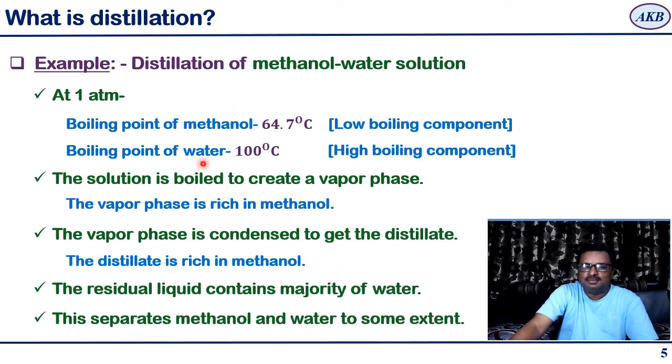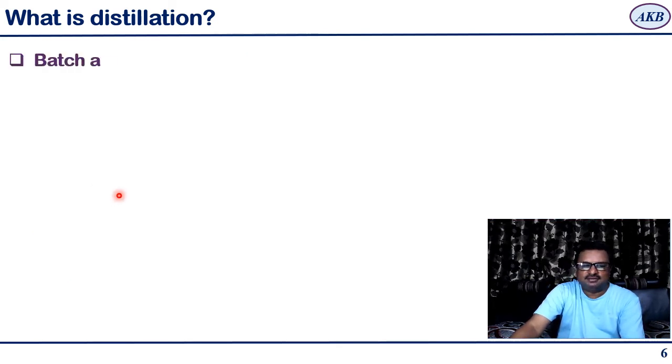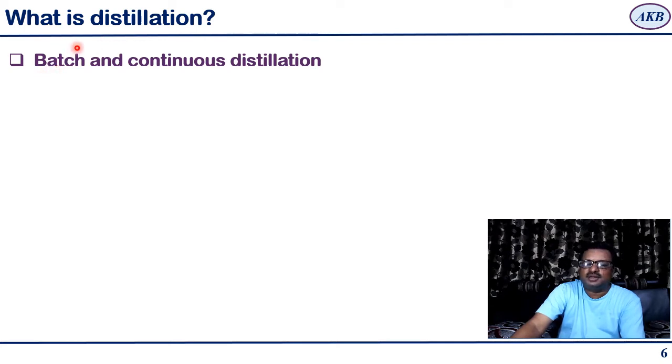So for the time being, I hope you have understood how distillation is carried out. This simple example will help you to understand the operation of distillation. Okay, now let us move ahead. The next thing that we will discuss is how distillation is carried out. You can carry it out in a batch-wise manner, or you can carry it out in a continuous manner. Accordingly, you have batch distillation and continuous distillation. So we are going to discuss this one by one.